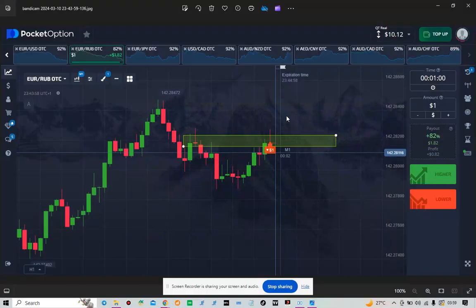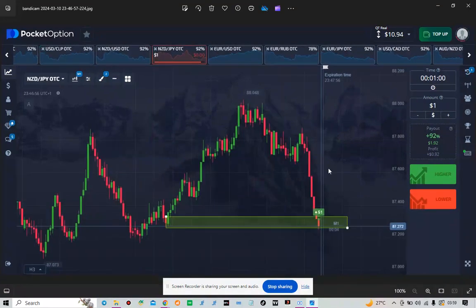Okay, with a $1 amount. So you can see this is how you grow a small account. You might also encounter some losses, but at least your winning ratio should be higher than your losing ratio. So now, what is the next trade? Let's see the next trade.